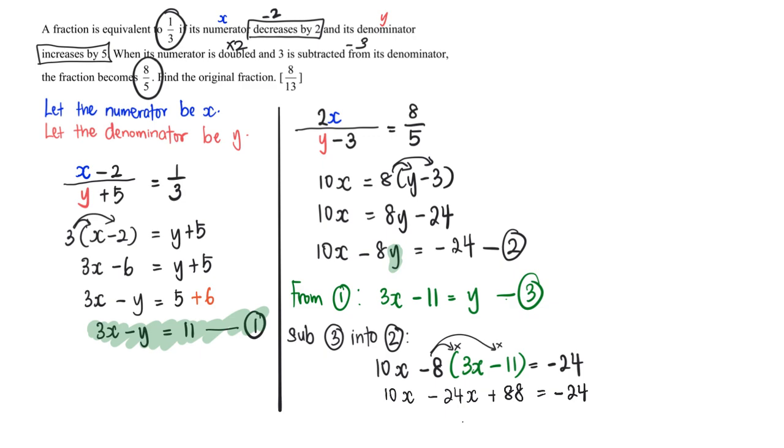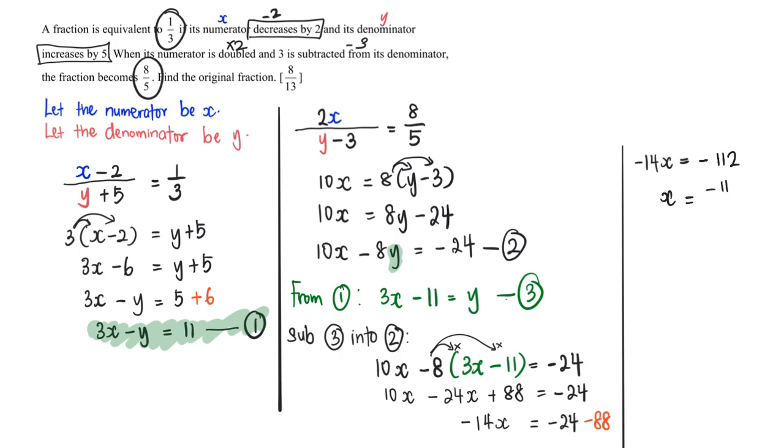So I will have negative 14x equals to negative 24, minus 88 as we continue to simplify. Negative 14x is equals to negative 112, and therefore my x will be equals to negative 112 divided by negative 14. That will give me 8.